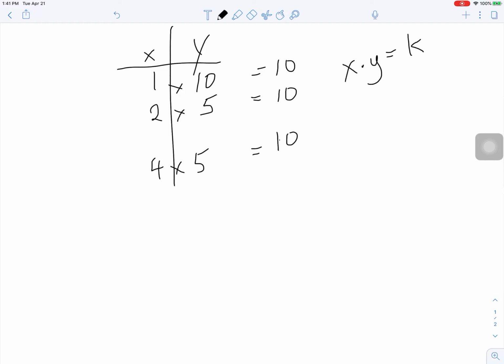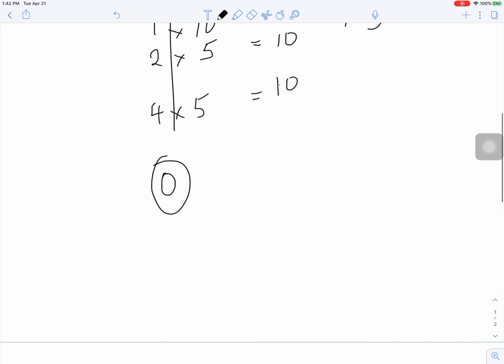Okay, that's really what they're talking about with inverse variation. With inverse variation, you will never have a 0, because 0 times something will never equal 10. So that's where you see an example where direct variation will not work. Okay, so let's go to the practice set, and maybe that will help you figure this out.